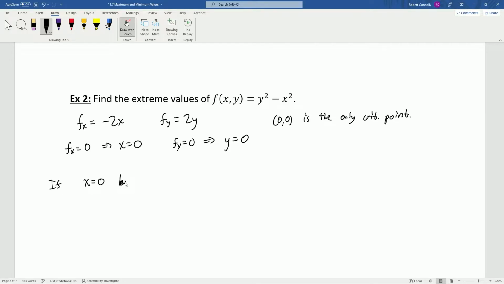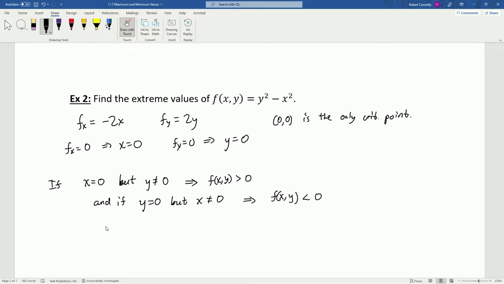but y is not equal to 0, what do I get for my function? Well, y squared will always be positive. Minus 0 gives me a positive value, so that tells me that f of x, y will be strictly positive if x is 0 but y is not. And if y is 0 but x is not, then that implies that this function is negative, since you'll have 0 minus a positive number.